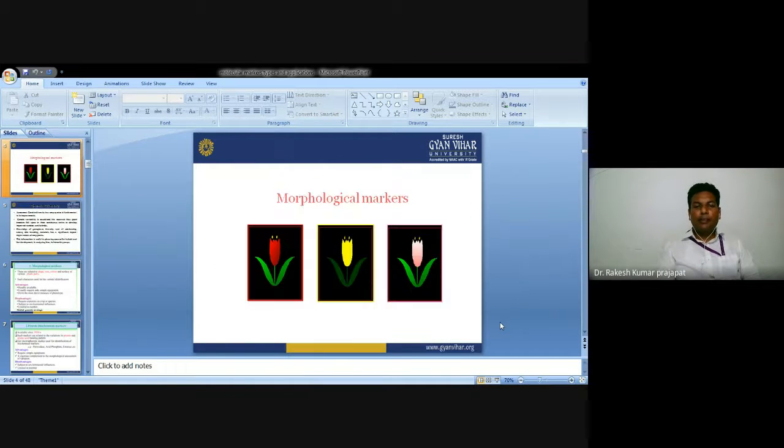This is the best example of morphological markers. As I told you, morphological markers are those that can be visualized by our naked eyes. You can see here flower color, leaf color, leaf shape, leaf size. These represent the morphological markers.